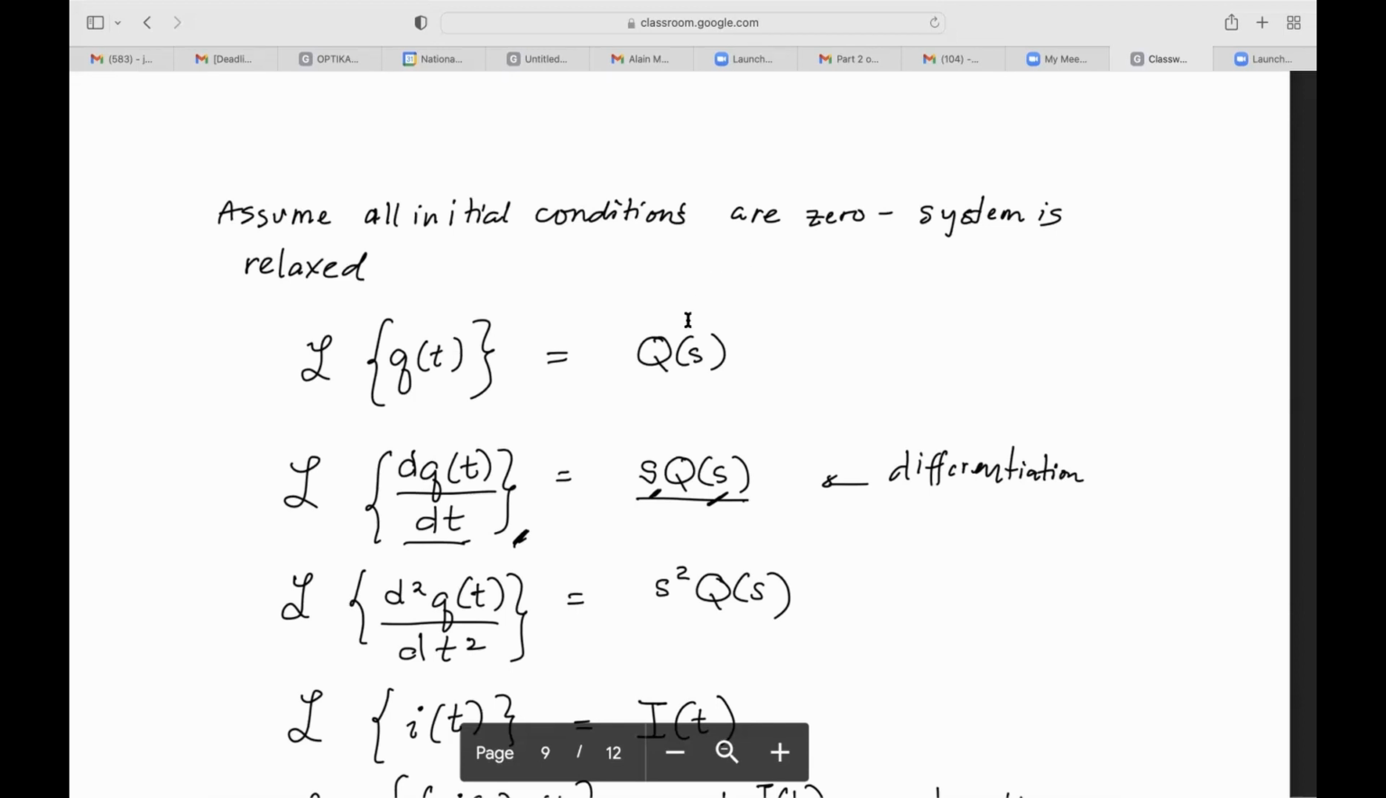Kung ganon, meron mga properties ng Laplace transform na makakapagpa-dali sa ating pag-calculate sa kanya. If you have a function q of t, you take the Laplace transform. Sabihin natin ang output niya ay capital Q of S. What if you take the derivative of q of t, kinuha mo yung Laplace transform niya? Ang lalabas sa kanya, ito yung differentiation property, S times Q of S.